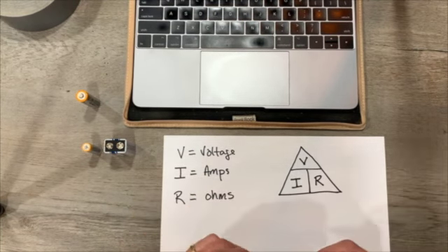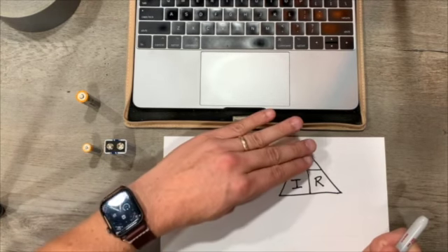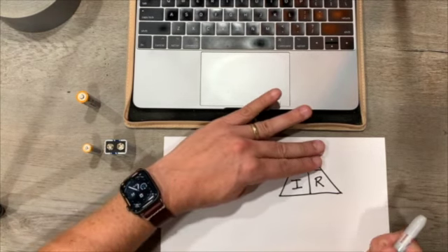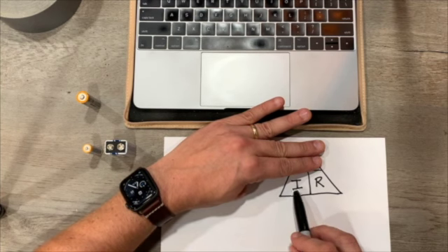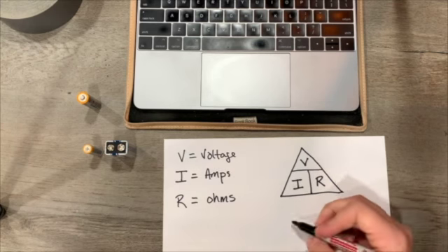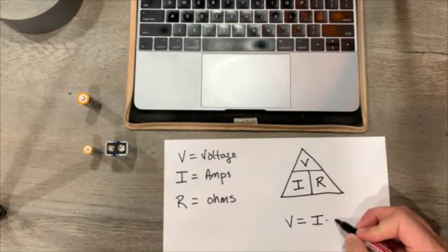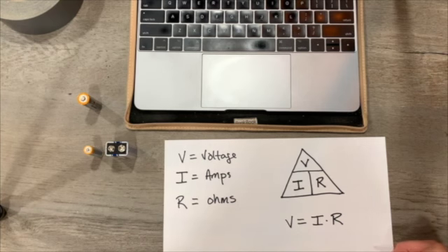And here it is. If I want to find out the voltage of a circuit, all I got to do is cover up the V, and this shows me the relationship is current times resistance. So I can write it like this. Voltage is equal to the current times the resistance.